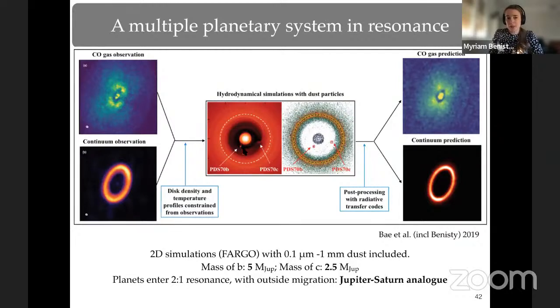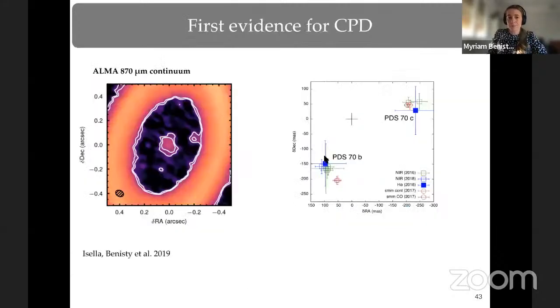We ran some hydro simulations, including the 2 planets, and we let them evolve. And what we find is that the 2 planets enter a 2-to-1 mean motion resonance and then migrate outward. And this is an analog to our own Jupiter and Saturn pair. What we also see is that with the dust grains in the simulation, the large grains, which are the yellow ones, are trapped in a ring as expected. And that's what we post-process. And the small grains, the green ones, can actually flow inward to the inner disk, a little amount of it, and also close to the planets.